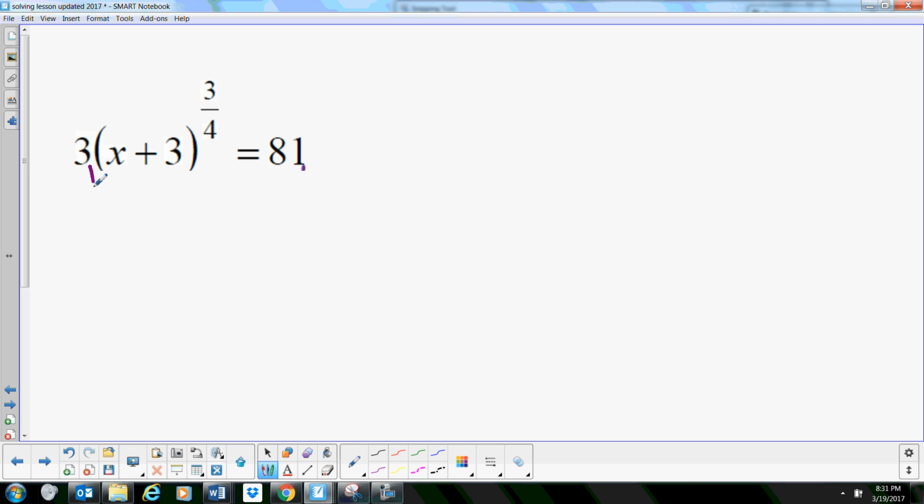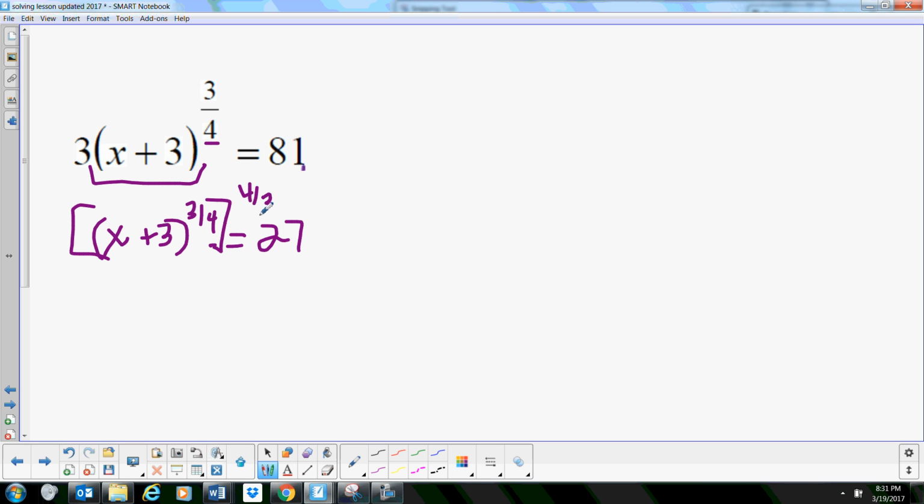On this one, we need to isolate what's being raised to the power. So we want to divide by 3 first. So we're going to get x plus 3 to the 3/4 is equal to 27. And now we're going to raise both sides to that 4/3 power, to the reciprocal power.